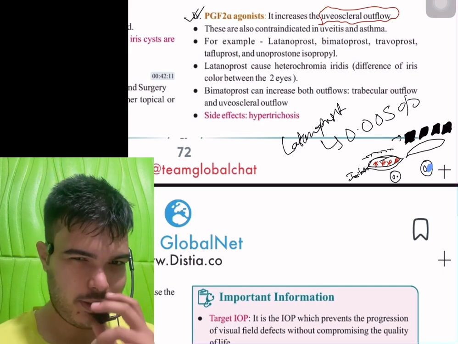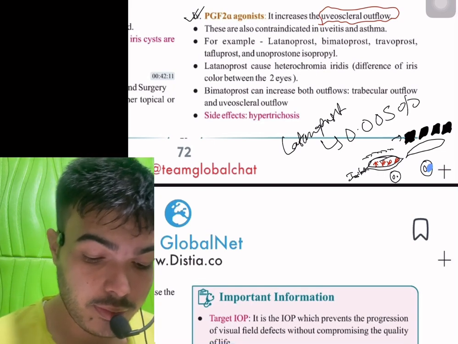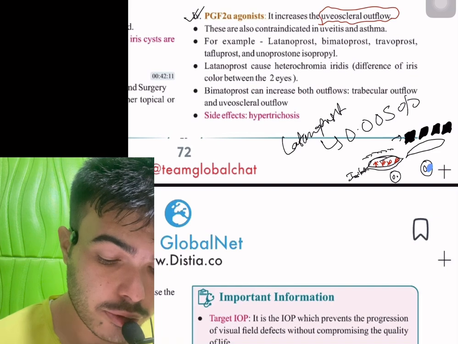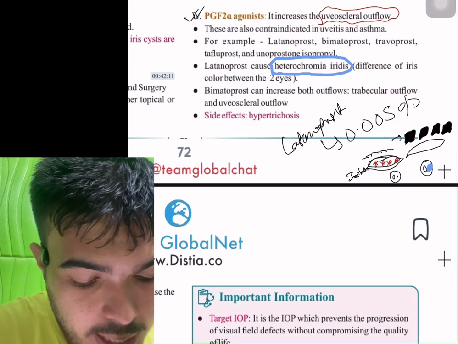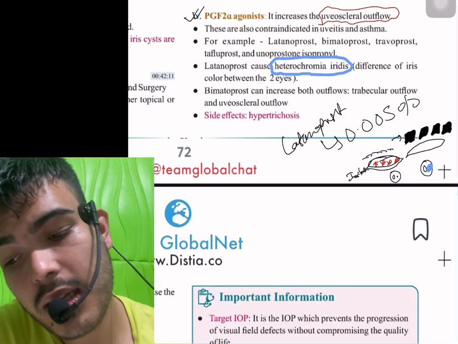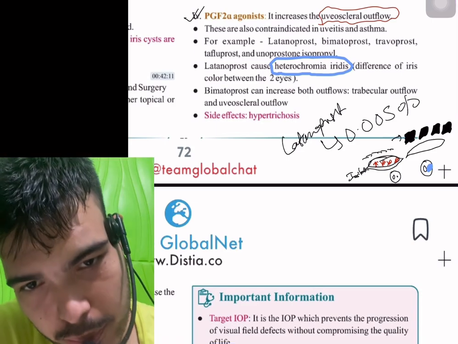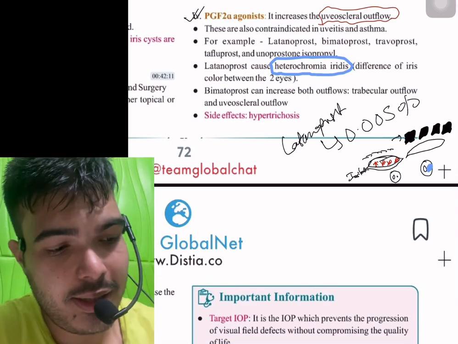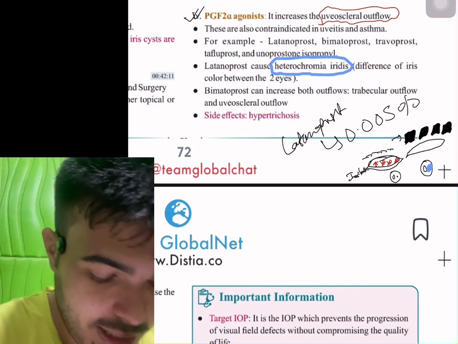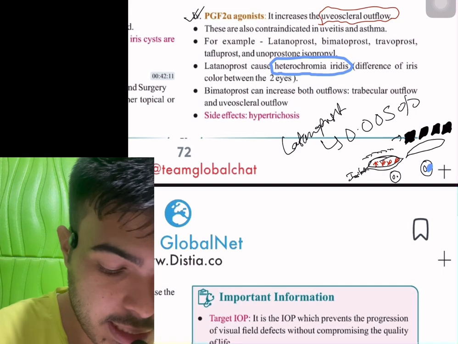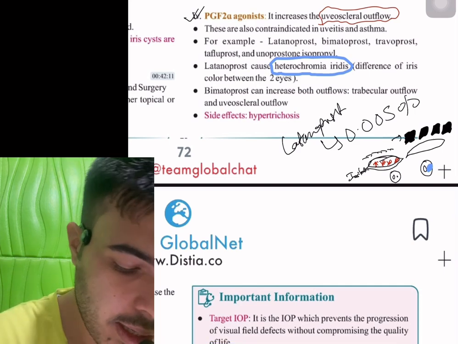Hypertrichosis is among the side effects, and latanoprost can cause heterochromia iridis. If you can remember this much, good; if you can't, don't worry. It's up to you, but it can come in PG MCQs, so you have to remember. Latanoprost can cause heterochromia iridis, and bimatoprost can increase both the trabecular as well as the uveoscleral pathway. Usually there are fewer side effects with PG analogs.